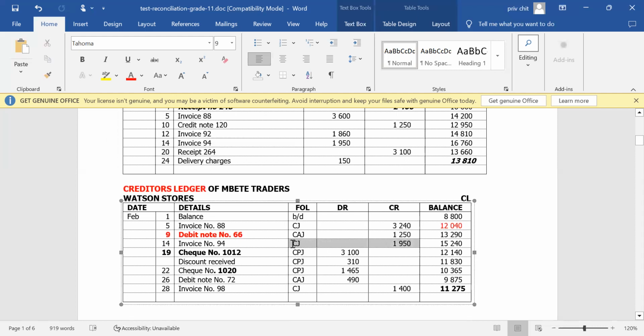Do you see that? Yes. It's correctly accounted for, right? Which is fine. What about receipt 264? Okay, we dealt with it. We dealt with it. Yeah.